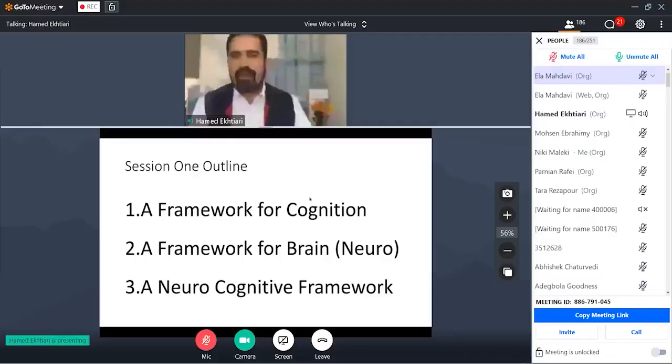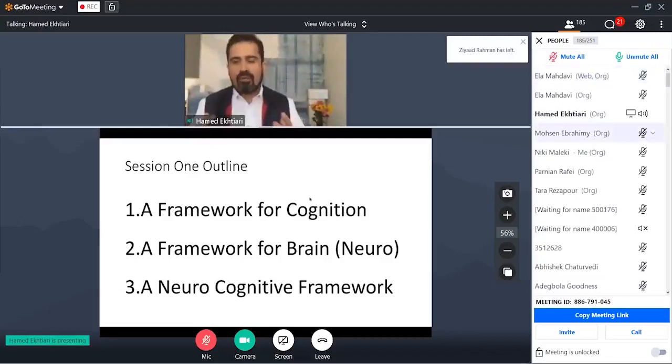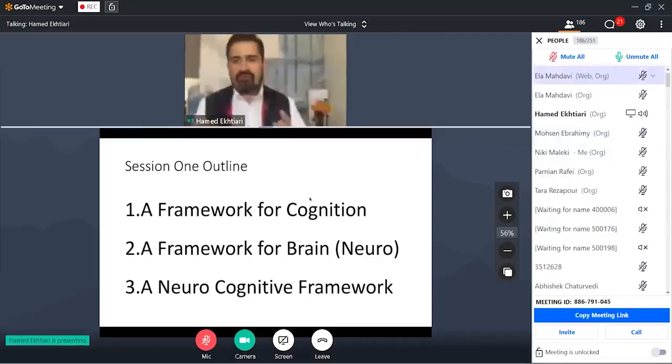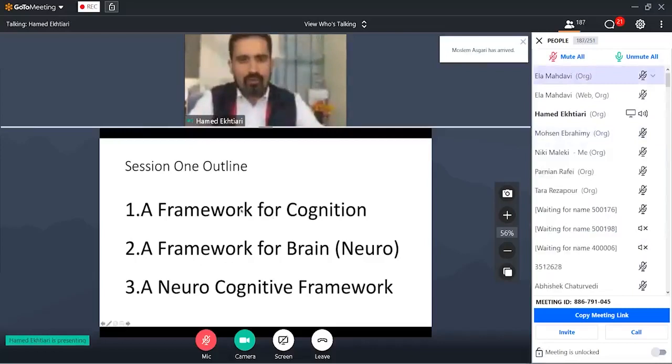Then we are going to talk about some other frameworks to have a better understanding of the structure of the brain and how the brain is working. And meanwhile, we are going to also talk about some neurocognitive frameworks. So that is the plan that we are going to follow for today.